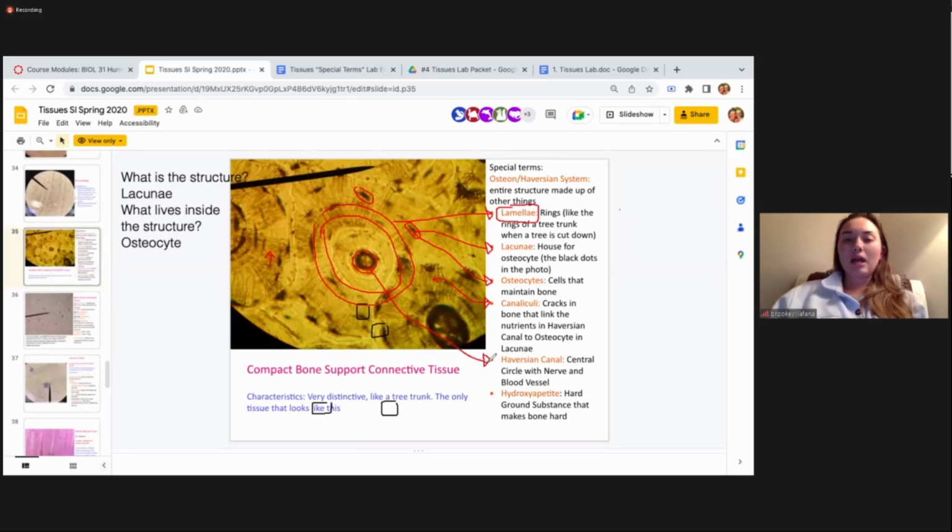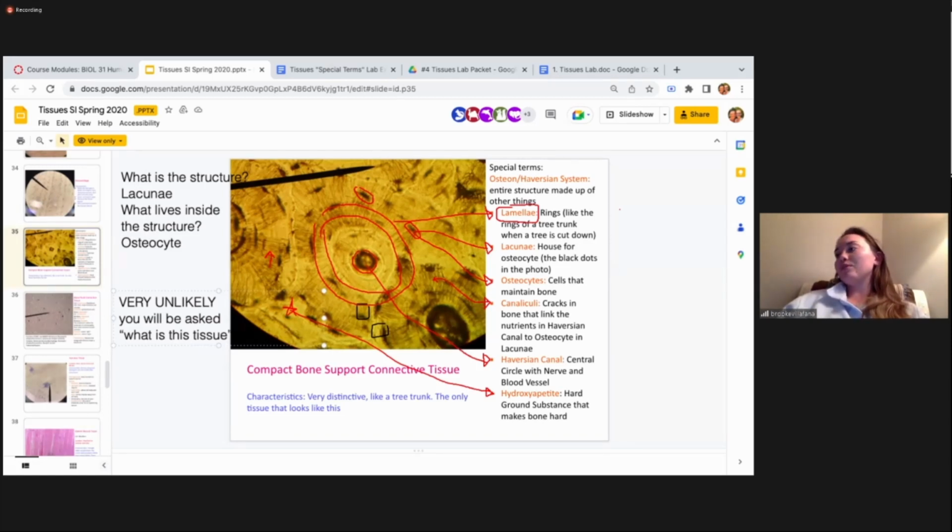And then the hydroxyapatite is the hard ground substance that makes bone hard. So it would just be kind of like a generalized background, everything. Bone, I'll just tell you right away, it's very unlikely you will be asked, what is this tissue? This is very distinctive. Have I shown you a single other tissue that looks yellowish orange like this? They all look exactly like this. So we're not going to really ask you, is this bone? That's easy. We're going to be asking you for some of these terms and their functions.